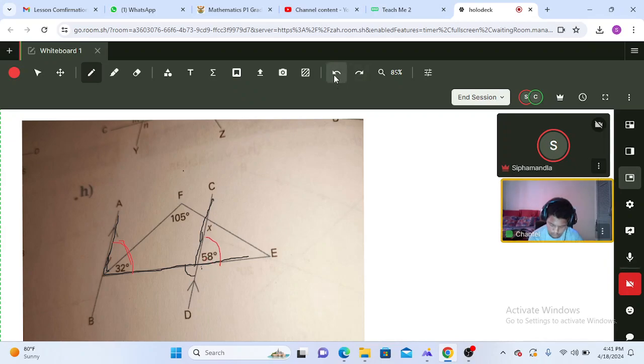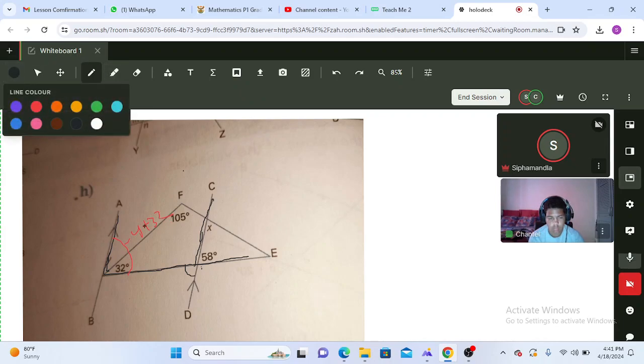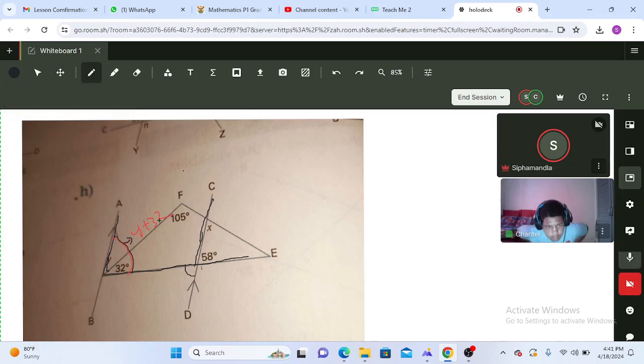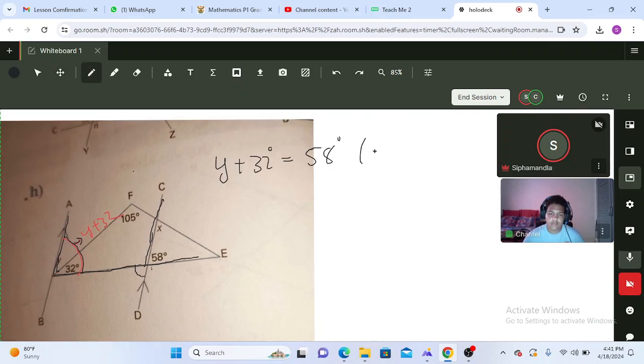So now this means that this angle is made up of y plus 32. Because if I'm saying that angle is equal to that, I'm talking about the entire angle, which is y plus 32 degrees. So this means that y plus 32 degrees is equal to 58 degrees, right? And then from here, you have to give the reason. So the reason for this is corresponding angles.